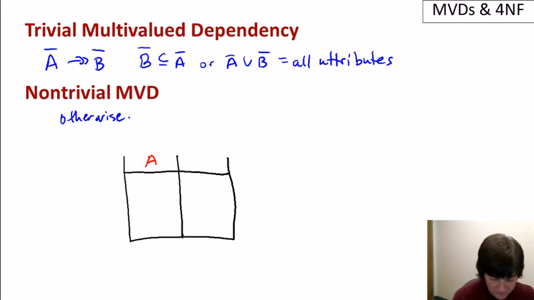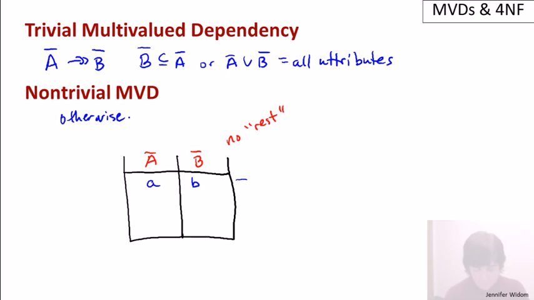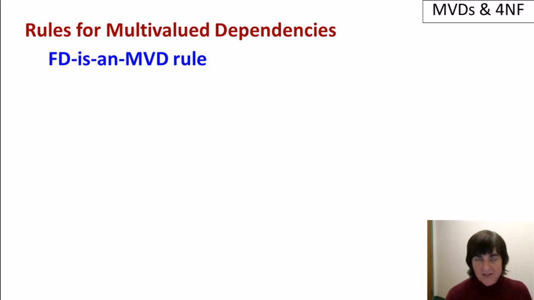For the other case of trivial multi-valued dependencies, we have A and B together being all attributes of the relation. So in that case, there's no rest. So clearly, we have every combination of values of A and B and rest because there's no rest to combine with. Like with functional dependencies, there are a whole bunch of rules that hold for multi-valued dependencies, and we'll just talk about three of them.